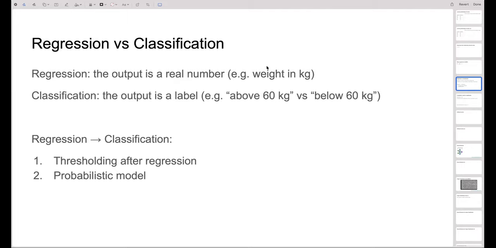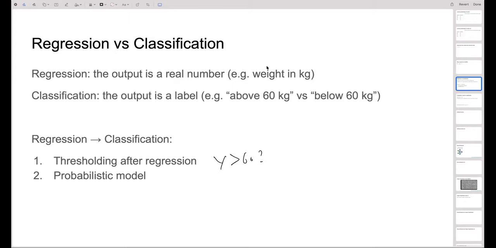So the easiest way, of course, is that because our label is something like above 60 and below 60, you can just say that we output above 60 if y is above 60. So basically it's something like this, and below 60 otherwise.